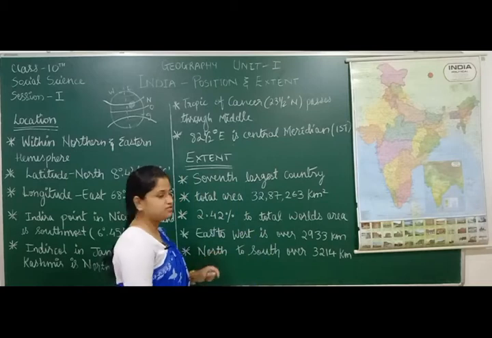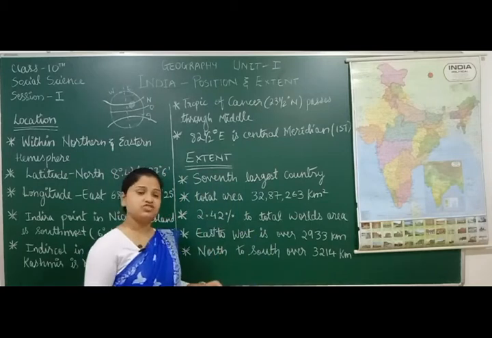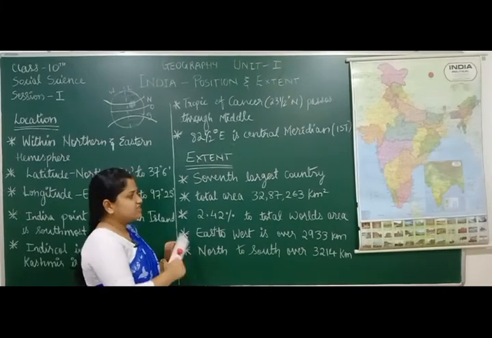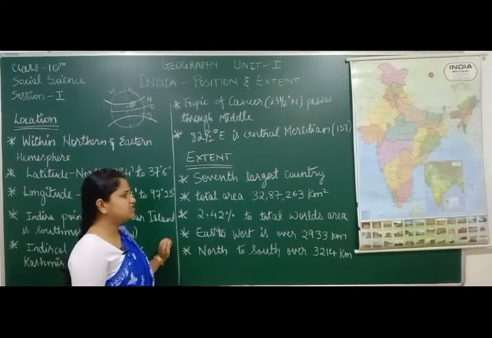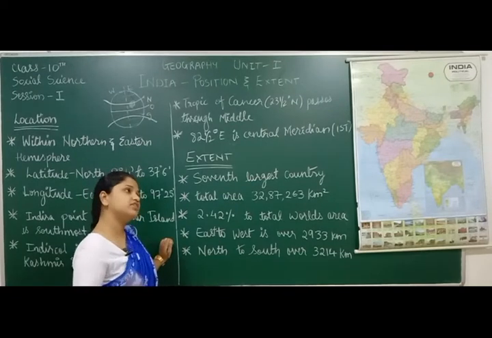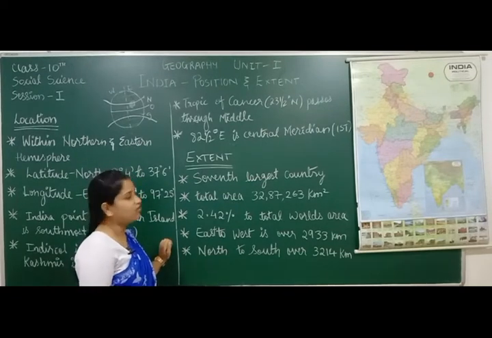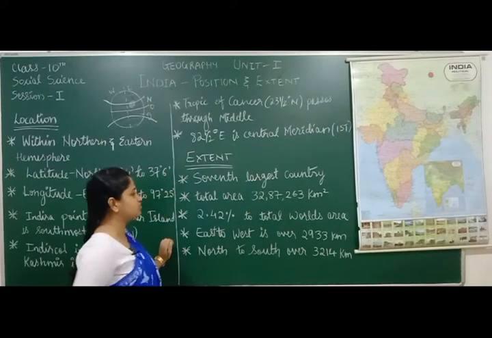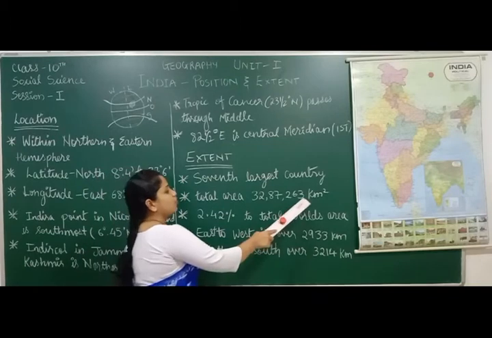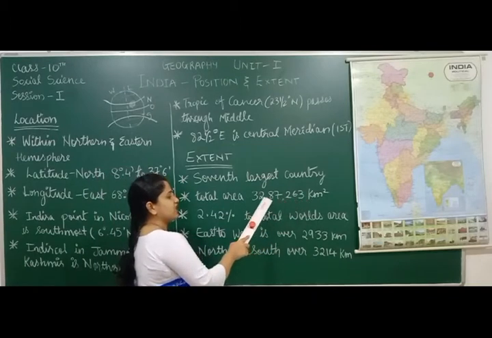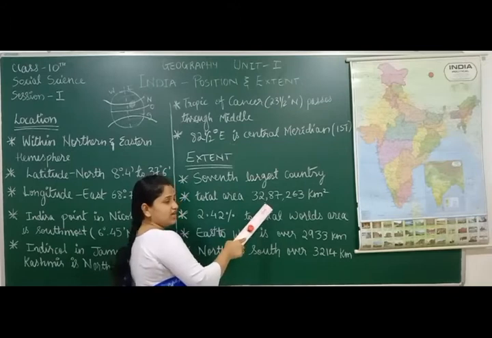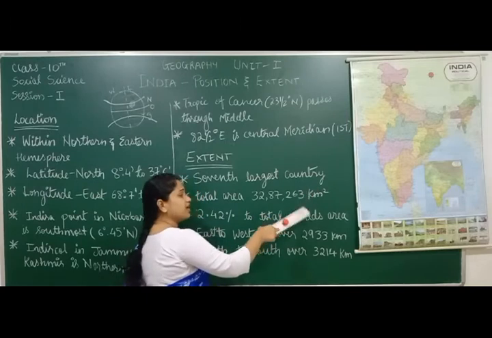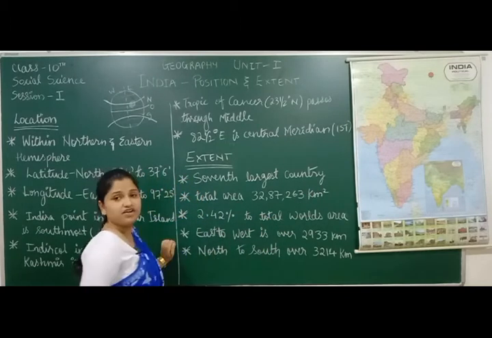So now let's come to the extent of India. In this extent of India, we are going to learn what the area of the country is, and we are going to compare it with the areas of other countries. So what is the area of the country exactly? Total area, can you read it? Ones, tens, hundreds, thousands, ten thousands, lakh, ten lakh. So 32 lakh 87,263 kilometers square is the area of our country.